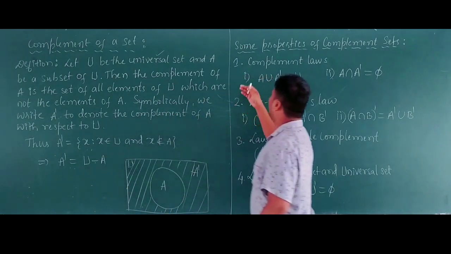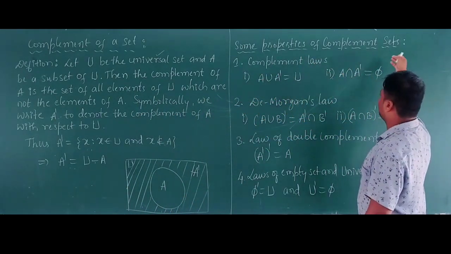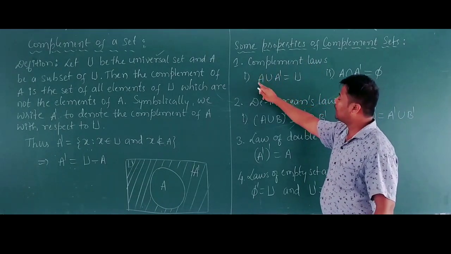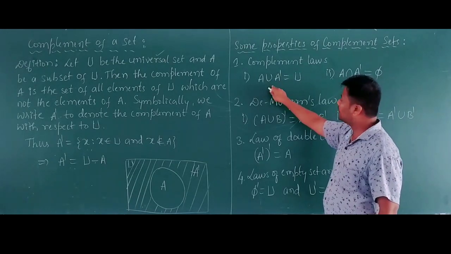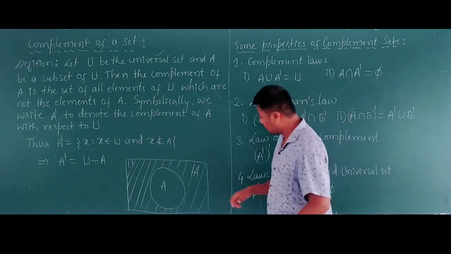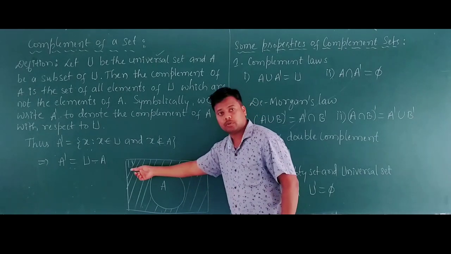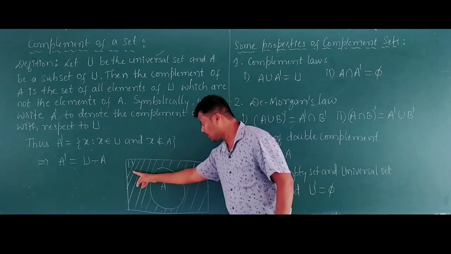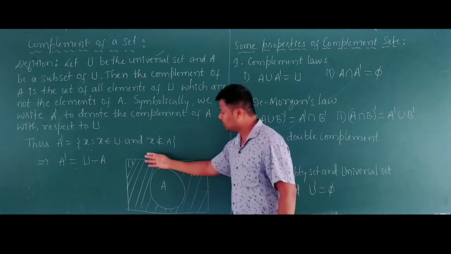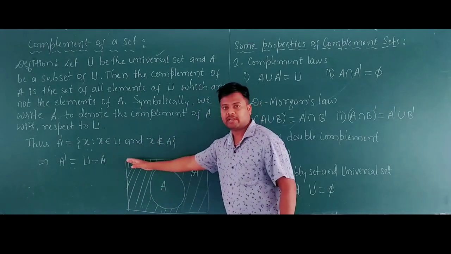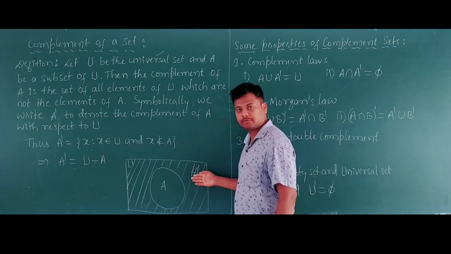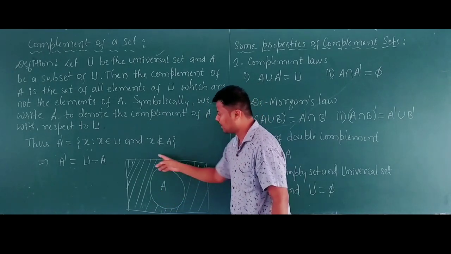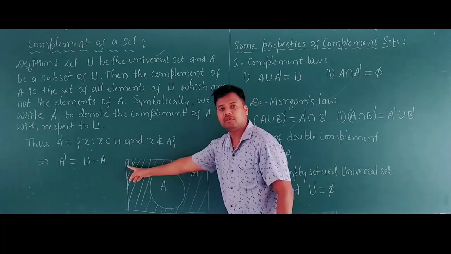So we see some properties of the complement of a set. First one, complement laws. In that, the first one is A union A dash equals U. See here A dash is also a subset of U, and A is a subset of U. The universal set contains two sets. So here the rectangle is the universal set which contains A as well as A dash. If you combine these two, A union A dash, it gives the universal set only.